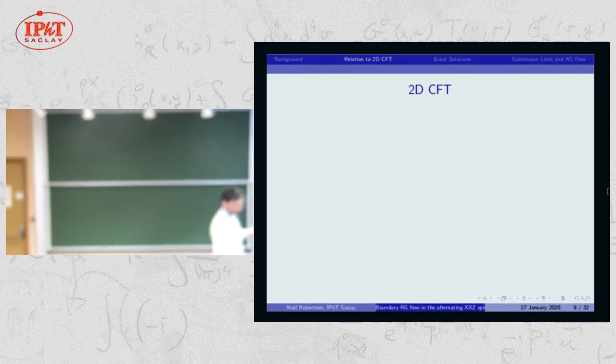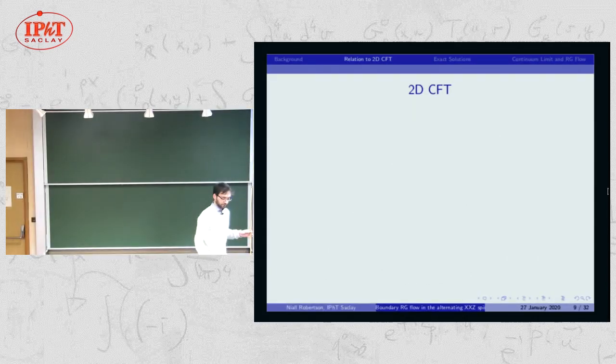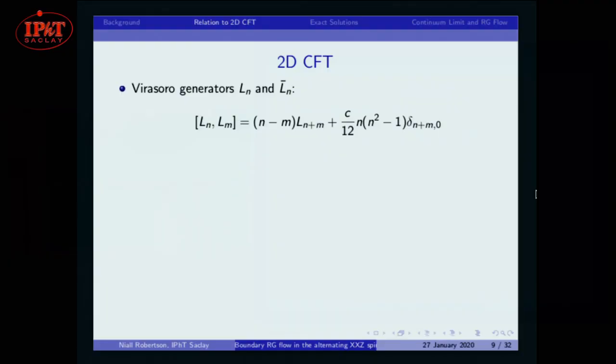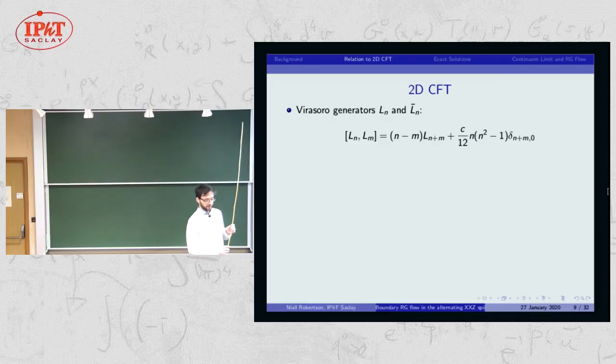And then when we specialize to the case of two-dimensional conformal field theory, the most important object is the Virasoro algebra, whose generators satisfy this commutation relation, and this introduces for us the central charge of the conformal field theory, which appears in this commutation relation.